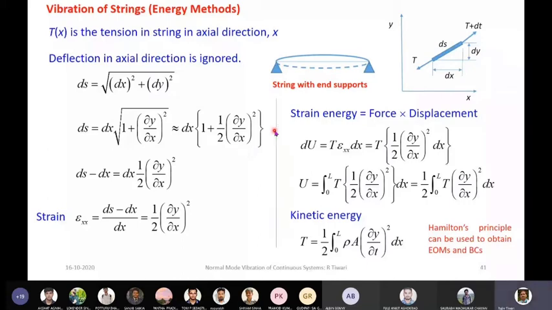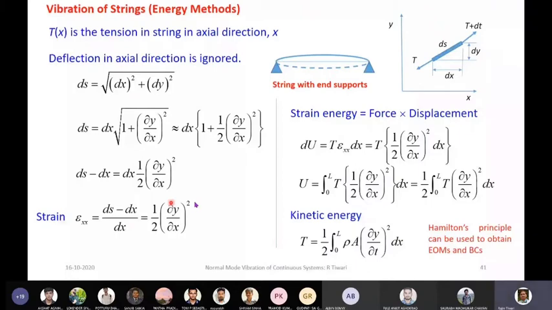Then if I multiply dx inside and bring that to the left side, we get ds minus dx and the remaining term. And now I'm bringing the dx also into the denominator, so (ds minus dx) by dx. So ds is the changed length, and dx is the original length. So this is basically the strain in the cable, which is expressed like this. This is the strain in the cable.